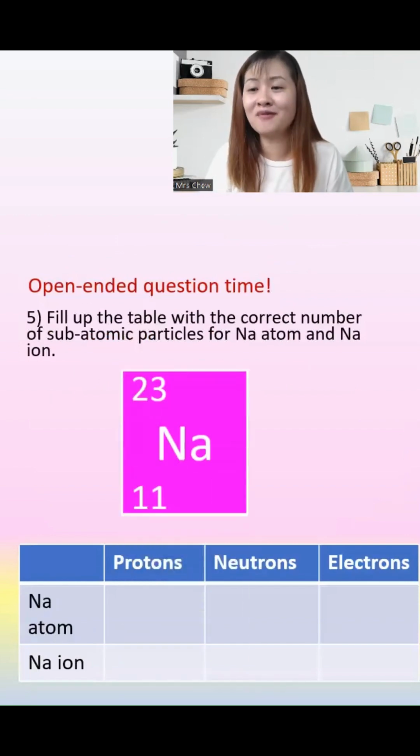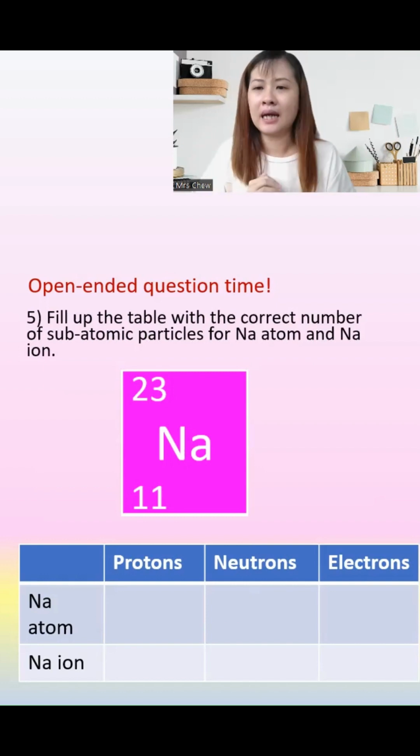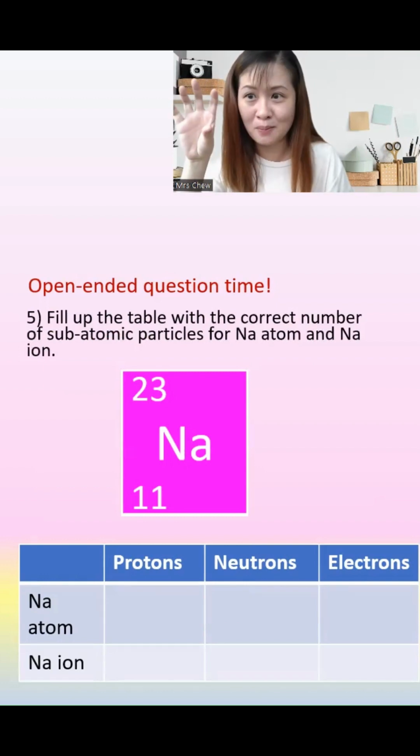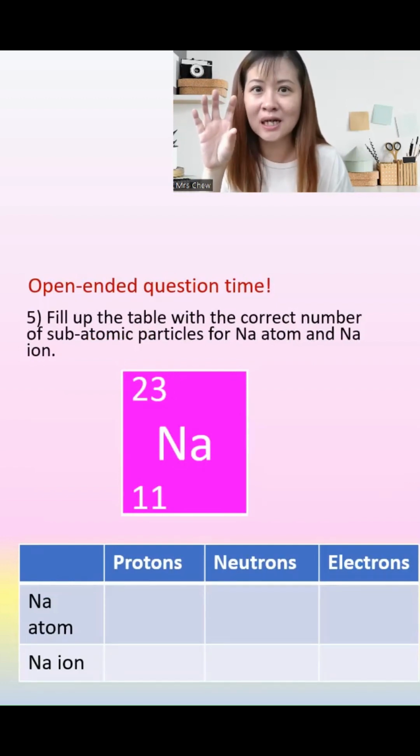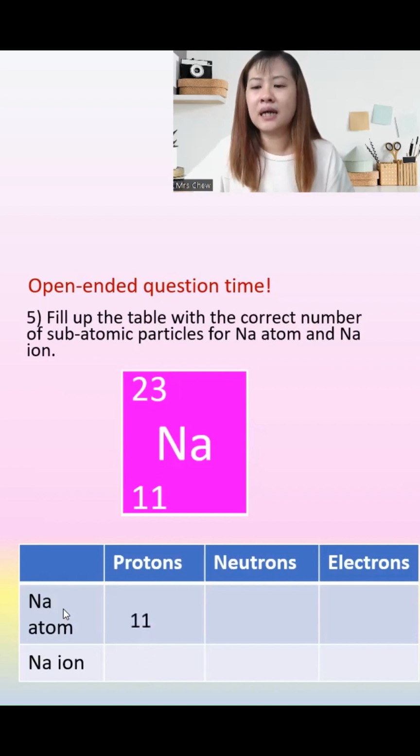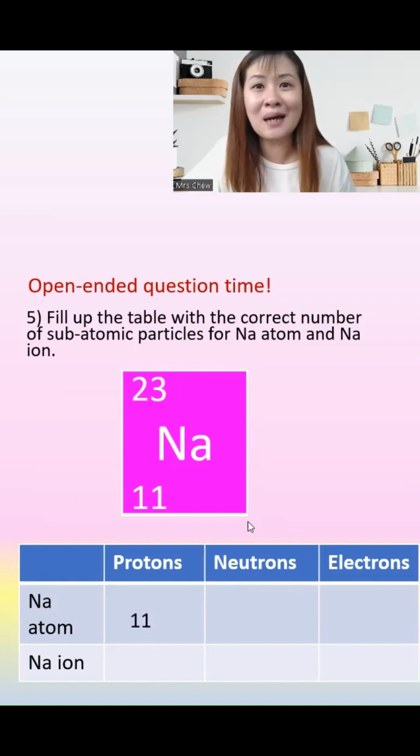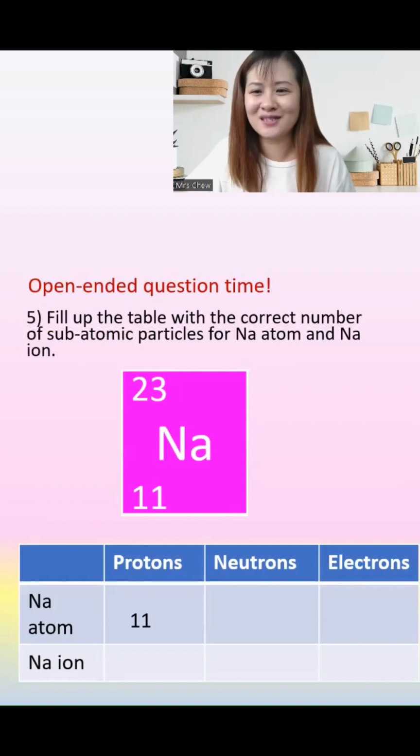Fill out the table with the correct number of subatomic particles for the sodium atom and sodium ion. Now, we are given this chemical symbol, and the bigger number is the atomic mass, which is the number of protons and neutrons. So in order to take a look at the number of protons, we take a look at the atomic number, which is 11. So we have 11 protons. And how do we get the number of neutrons? We use 23 minus 11 because 23 is the total number of protons and neutrons.